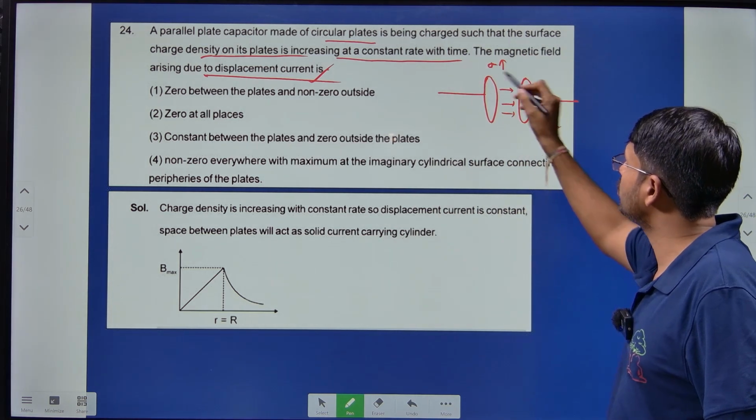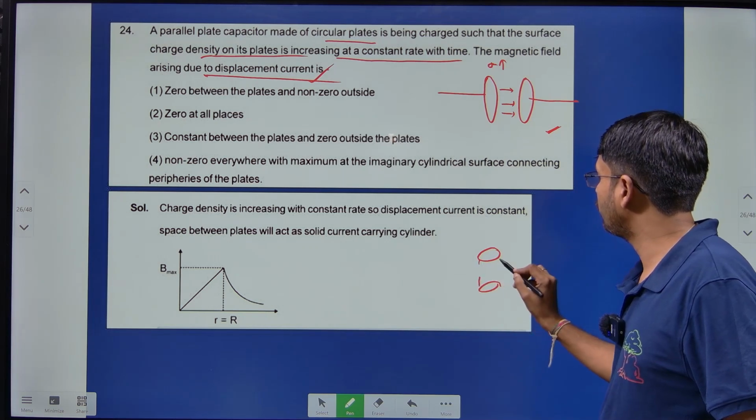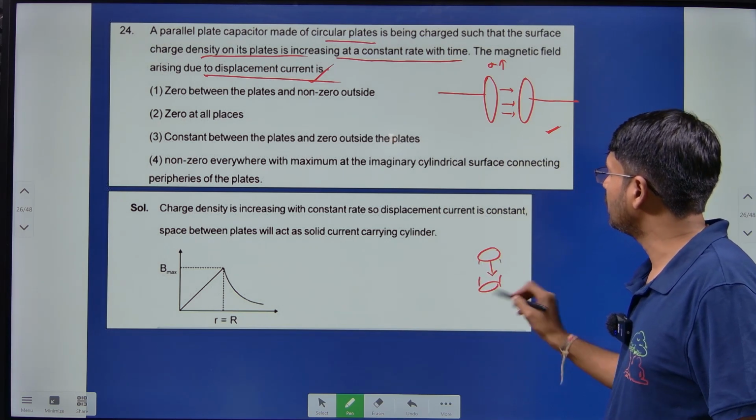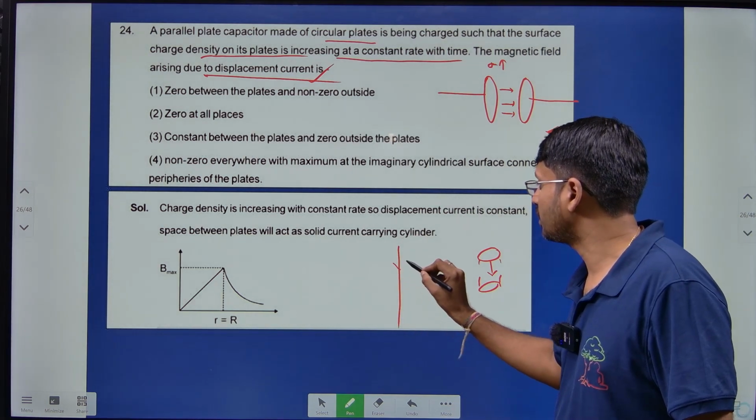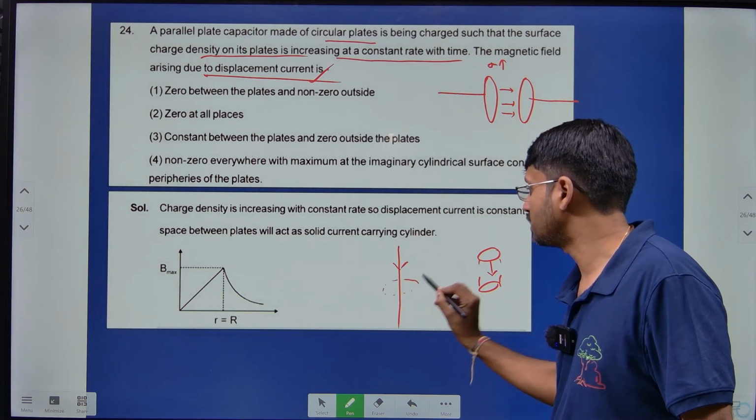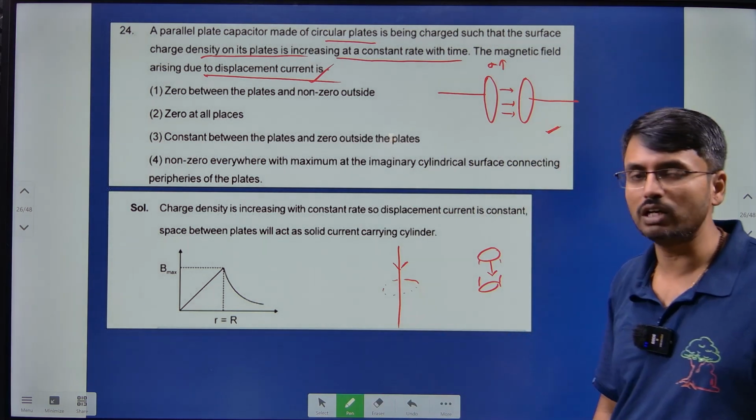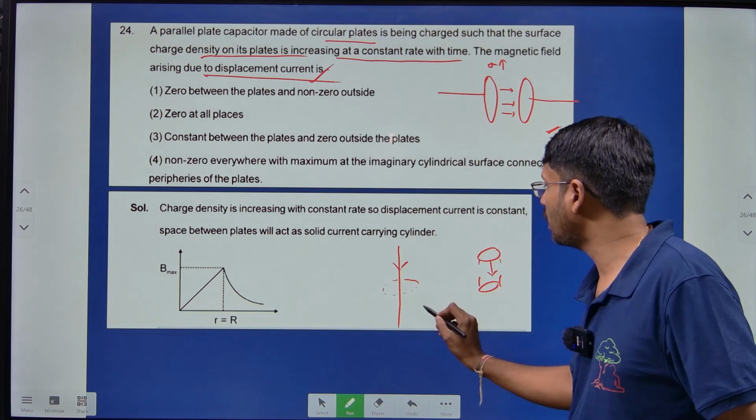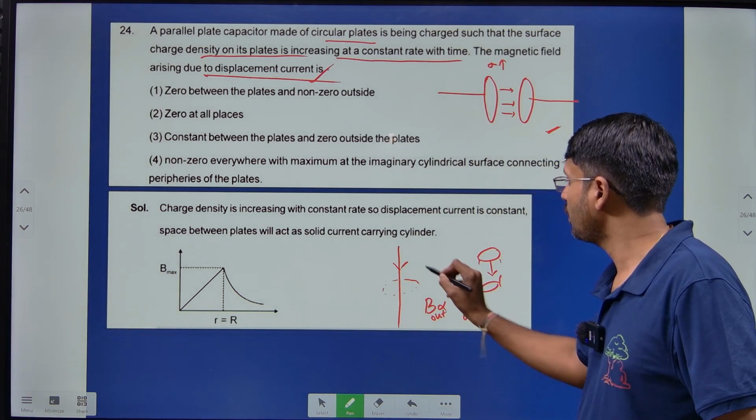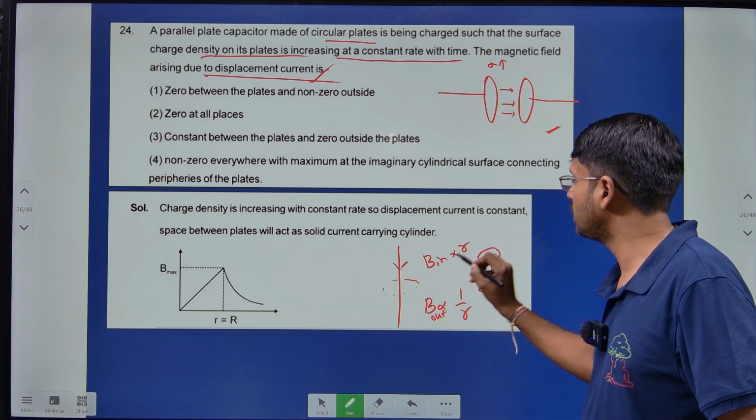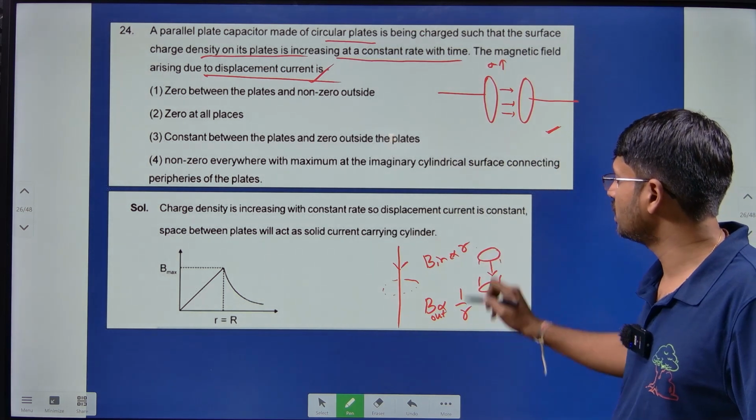And if that is the case, we can consider something like this. We have a current in this direction, let us say. If we have a straight conductor carrying current, we know the magnetic field lines inside and outside, so we know how to calculate that. Outside, the magnetic field is inversely proportional to R, and inside the magnetic field is directly proportional to R. R is the general distance here.